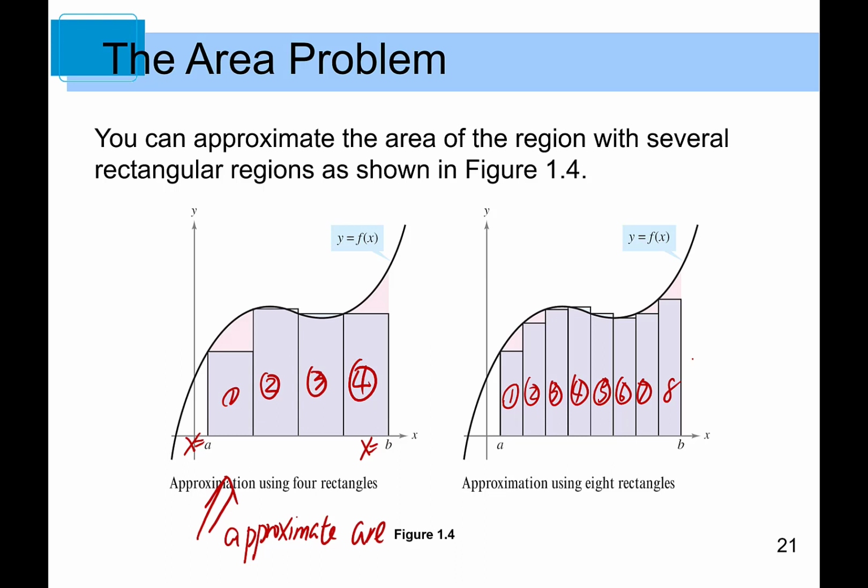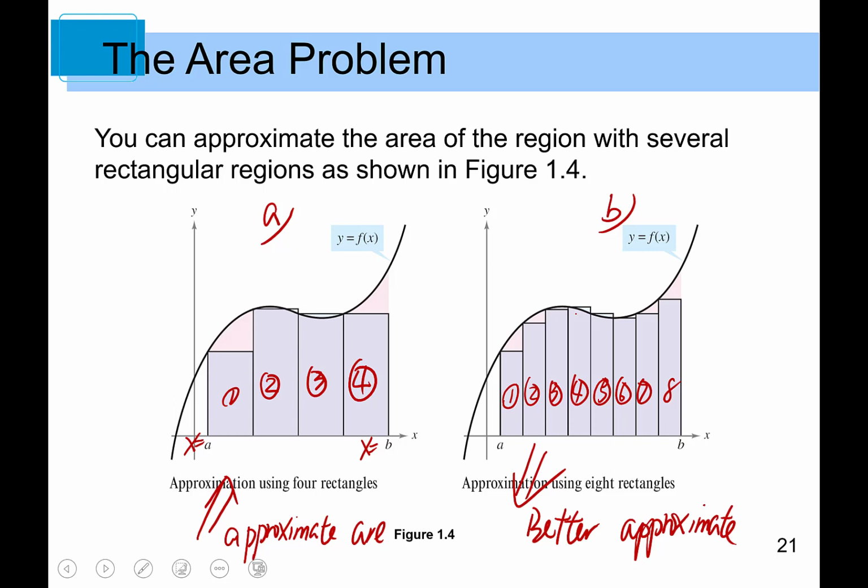Think about this. Which graph gives us a better approximation? Is it graph A or graph B? The answer is graph B. This graph gives us a better approximation because the more rectangular regions we have, the better the approximation is.